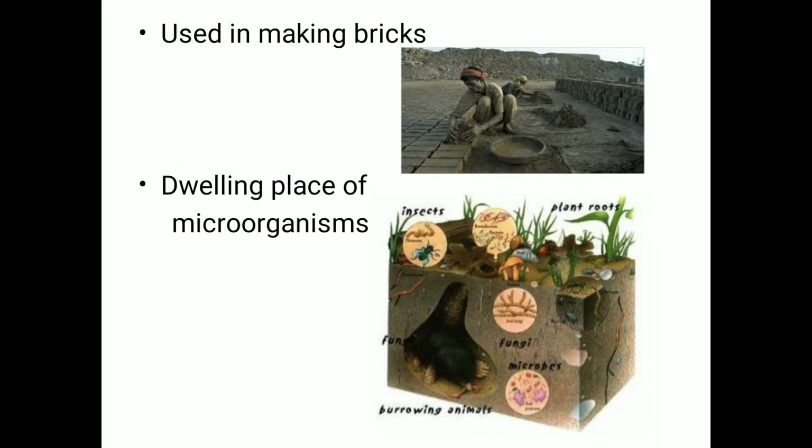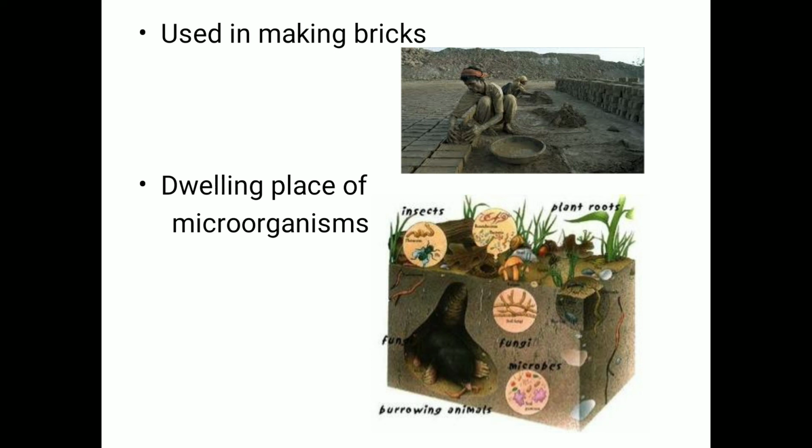Then next one is, it is used in making bricks. See, when you look at a brick making factory, you will see that the bricks are mainly made up of soil. The next one is the dwelling place of microorganisms. Dwelling place means living place of microorganisms, or you can include animals also, because we can see that various types of animals also live in the soil, isn't it? Not only the microorganisms.